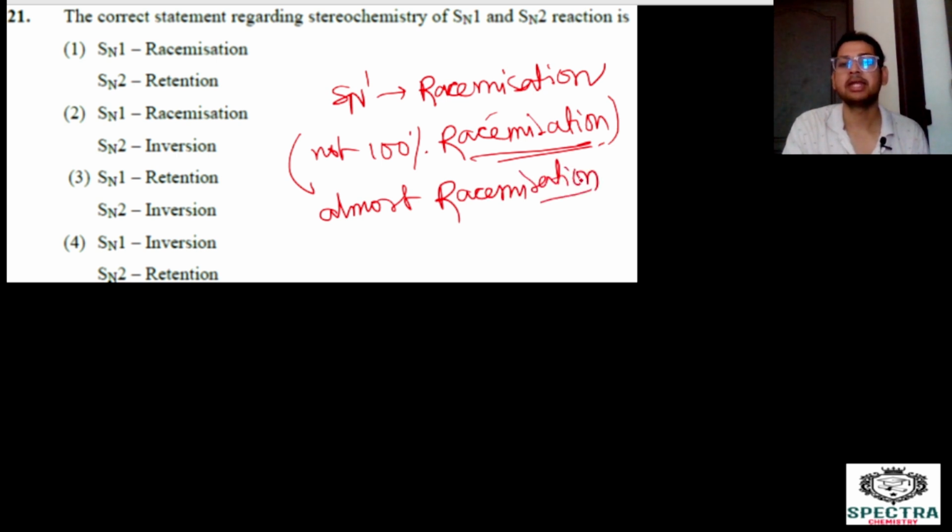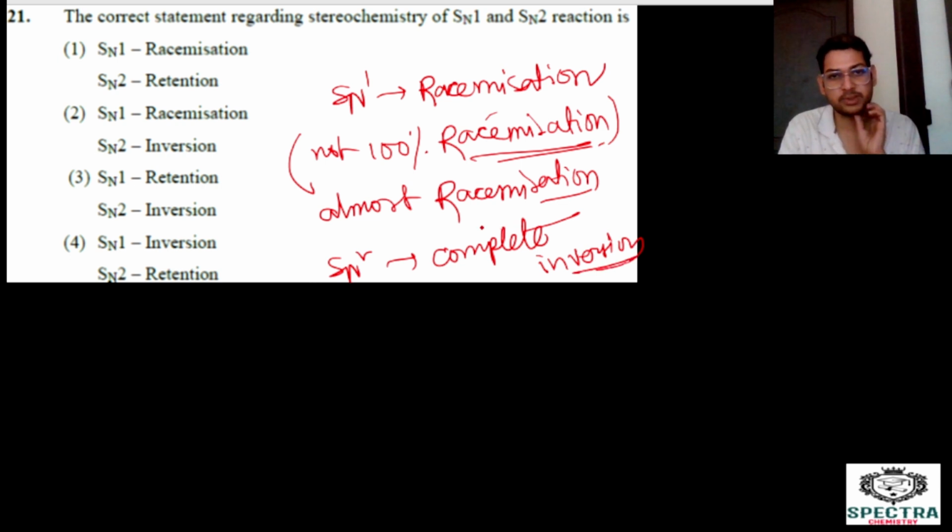Racemization means inversion is also going on and retention is also going on. And in SN2 what happens? SN2 is complete inversion. So SN1 is racemization, SN2 is inversion, and option number 2 will be your answer. It's so easy, right?